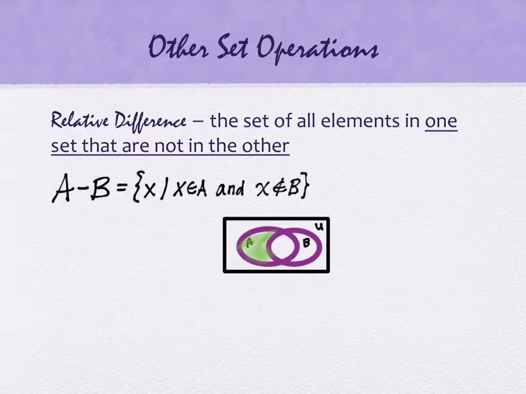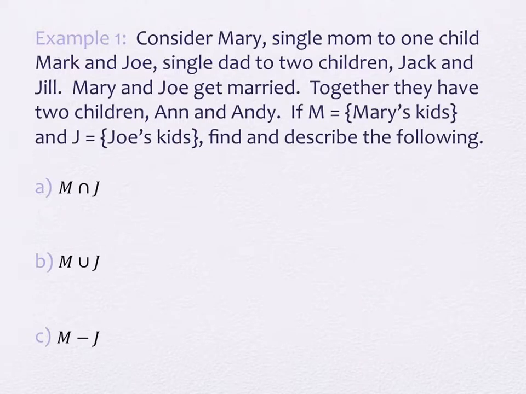All right, and we're going to do an example now with some people. We're going to consider Mary. She's a single mom to one child, Mark. And Joe is a single dad to two children, Jack and Jill. Mary and Joe get married. That's that union I was talking about, right? Together they have two children, Ann and Andy. If M is equal to Mary's kids and J is equal to Joe's kids, find and describe the following.